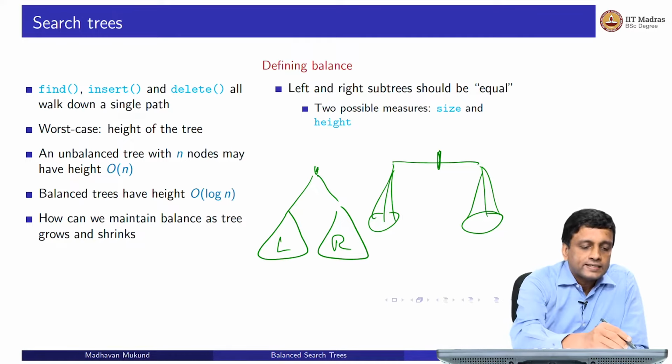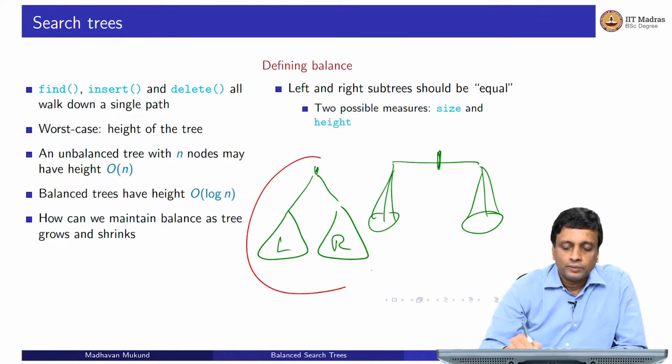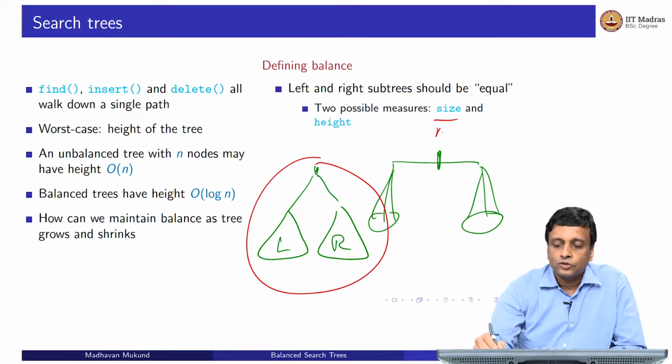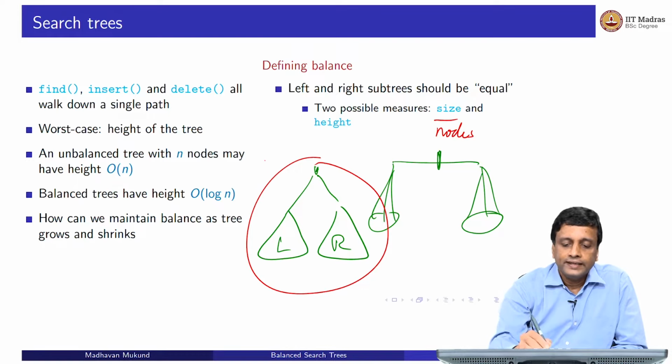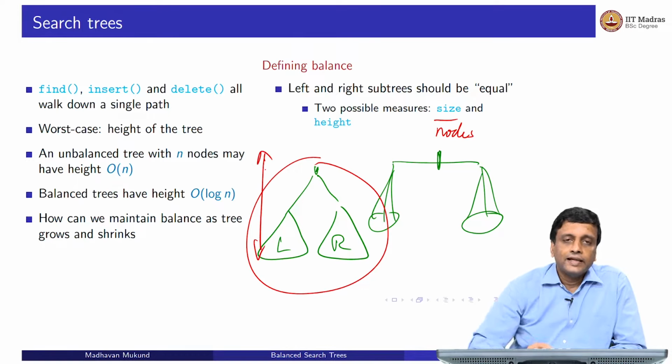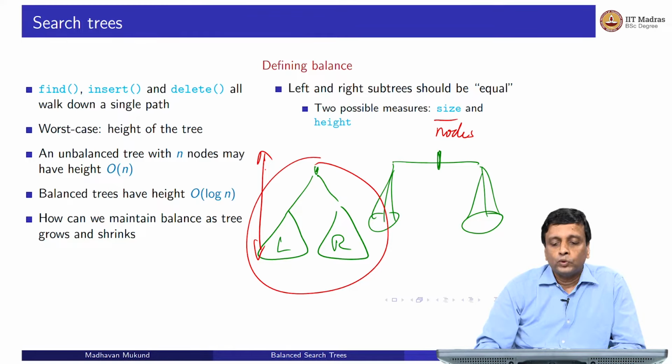The first one is size. Size is just the total number of nodes. And height is the length of the longest path from the root to a leaf.